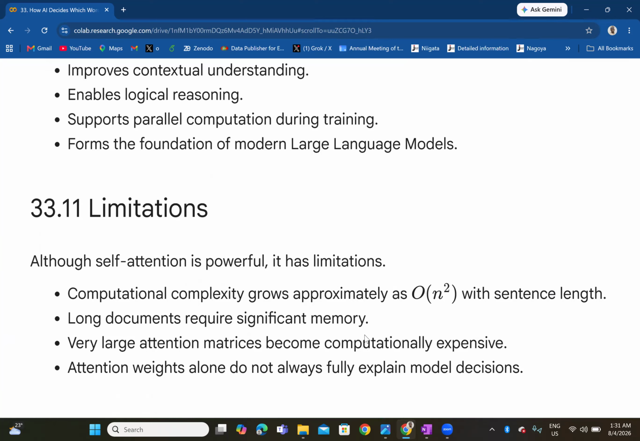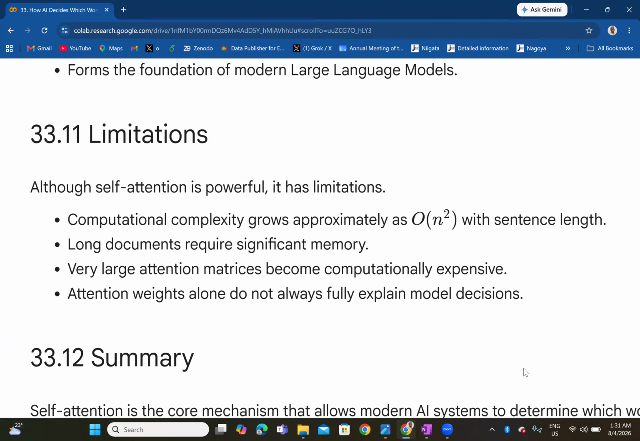So long documents require significant memory, and very large attention matrices become computationally expensive. If you have a text with 1 million tokens, you're going to have 1 million by 1 million. That's a lot. That's 10 raised to the power 6, so you square that, that's 10 raised to the power 12 or so. Also, attention weights alone do not always fully explain model decisions.